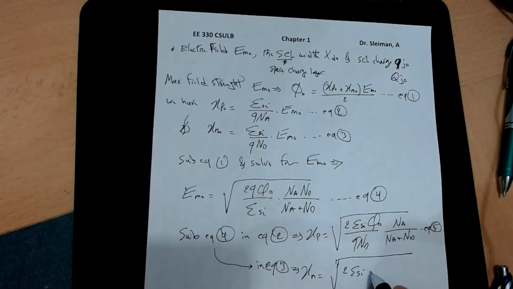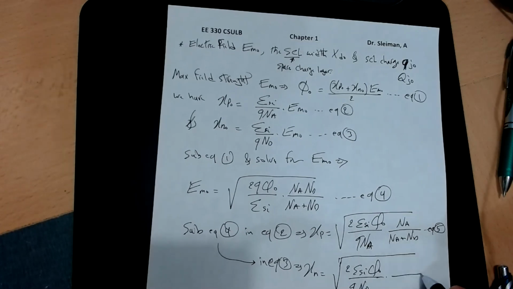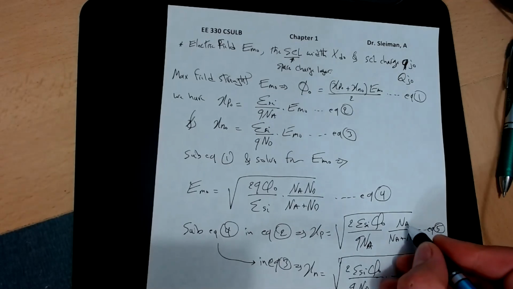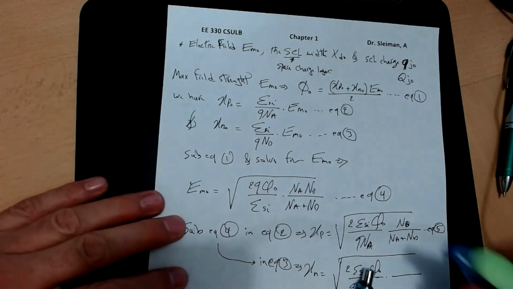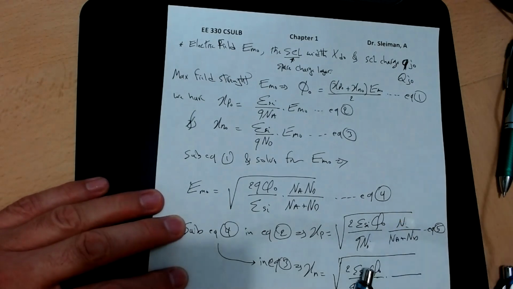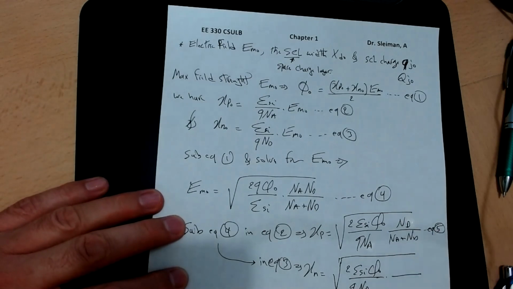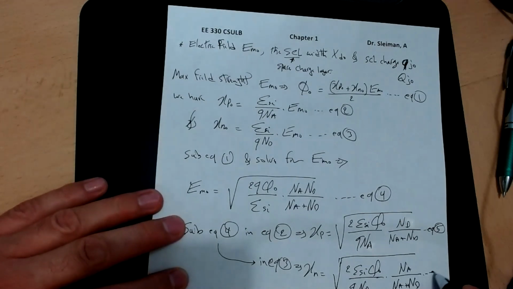Two epsilon, Q, and this is NA, this is ND. And this is what I'm thinking. So most likely this is NA, this is ND, this is ND, NA. This is equation number 6.